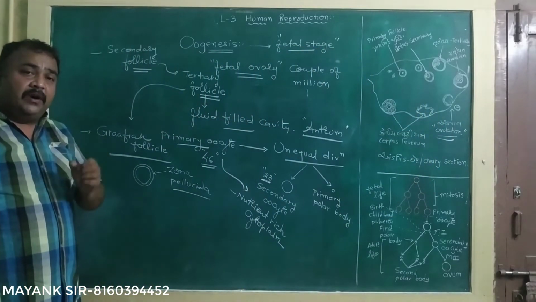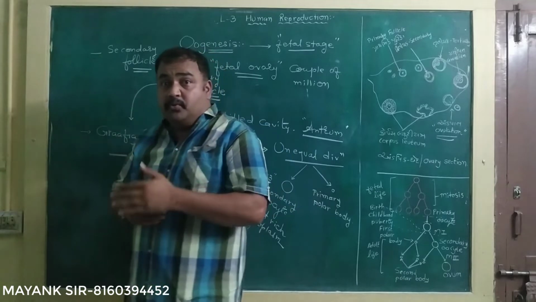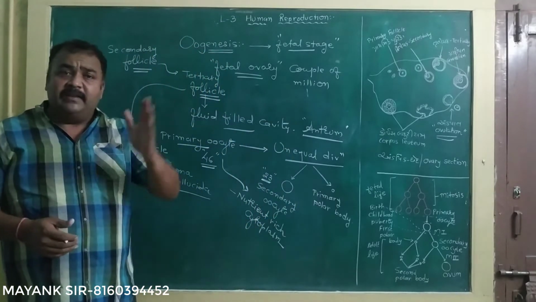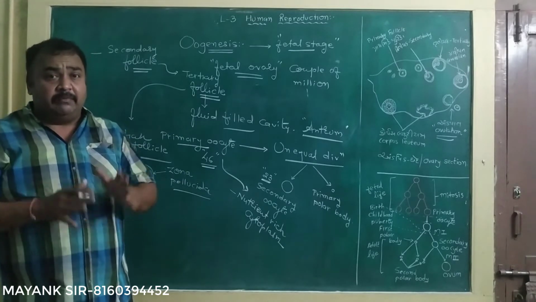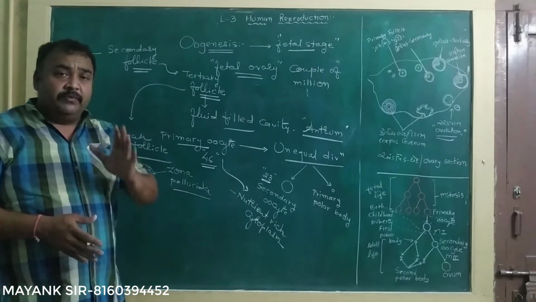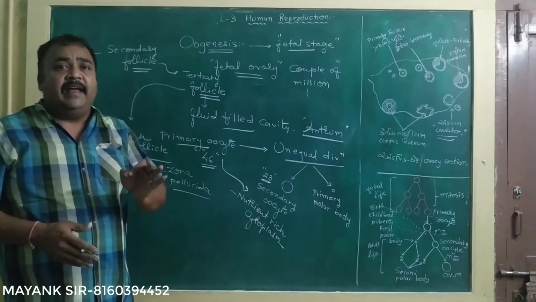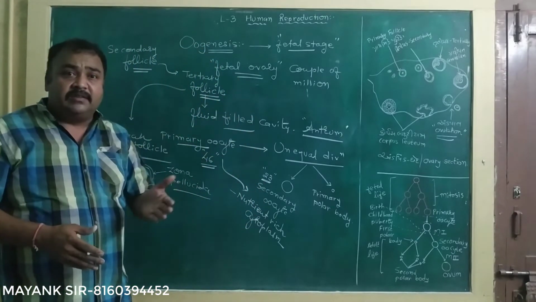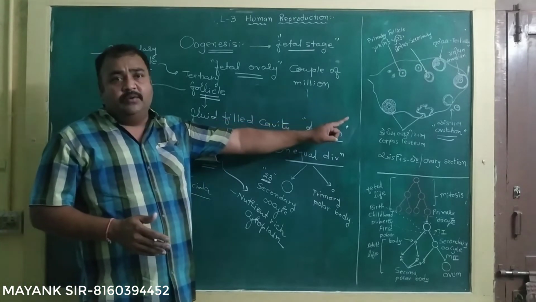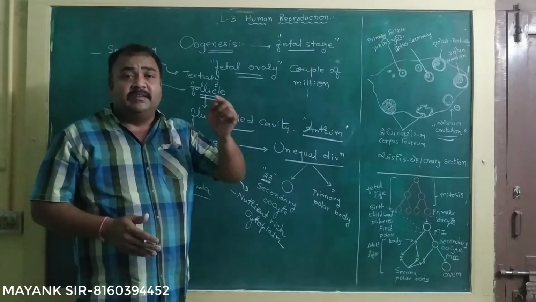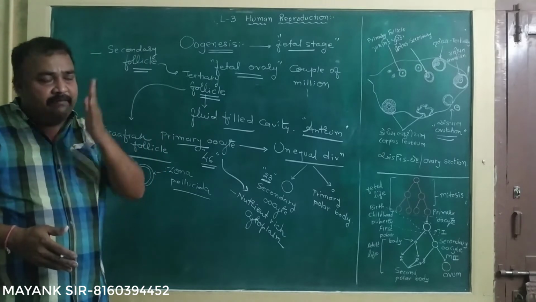Now, some of us will think, what about the second meiotic division of the secondary oocyte? See friends, it is not described in our textbook right now. It will come in the process of fertilization. But now what happens? If fertilization of the secondary oocyte occurs after ovulation with the help of a mature sperm cell, then only will the secondary oocyte complete its maturation. That means the second meiotic division.